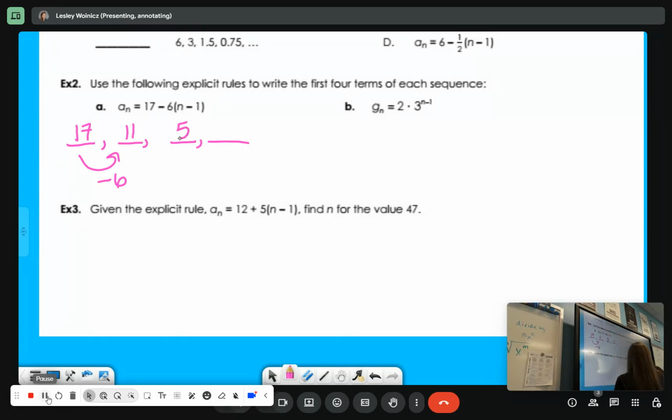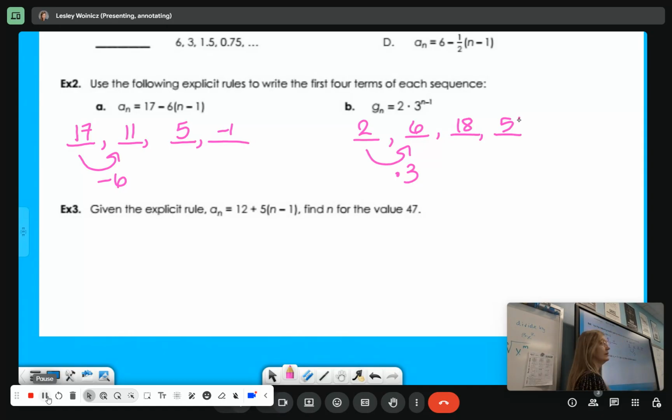Okay, what about this one? Start at and multiply by? 18. 54, right? 54. Okay, that's not so bad.